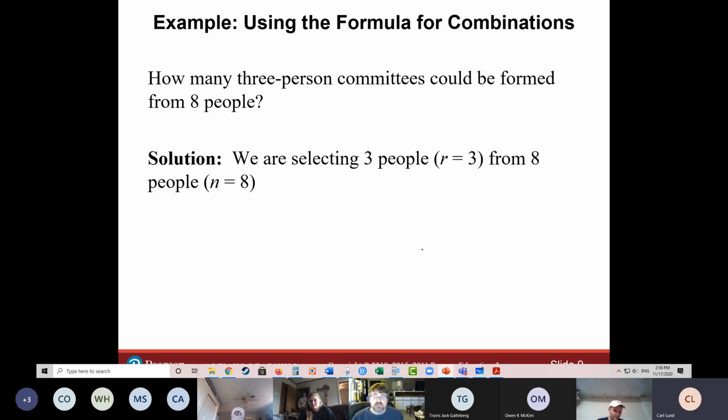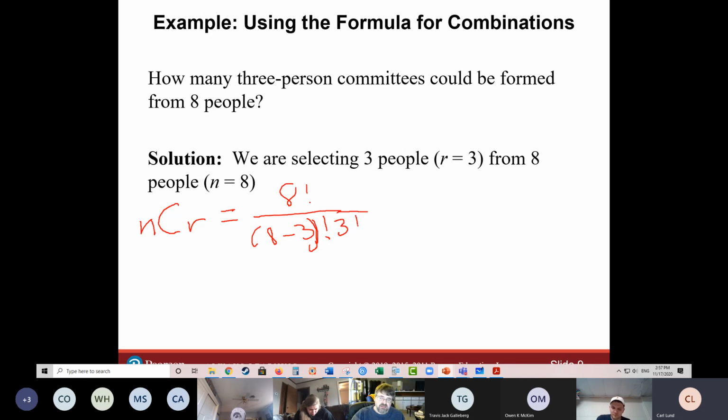How many 3-person committees could be formed from 8 people? So we're selecting 3 people. That means r will equal 3 from 8 people, so n will equal 8. And so our formula, this is going to be a combination because order doesn't matter, because it's committees. It doesn't matter who is selected first, second, or third. So we're going to have 8 factorial over (8 minus 3) factorial times 3 factorial.